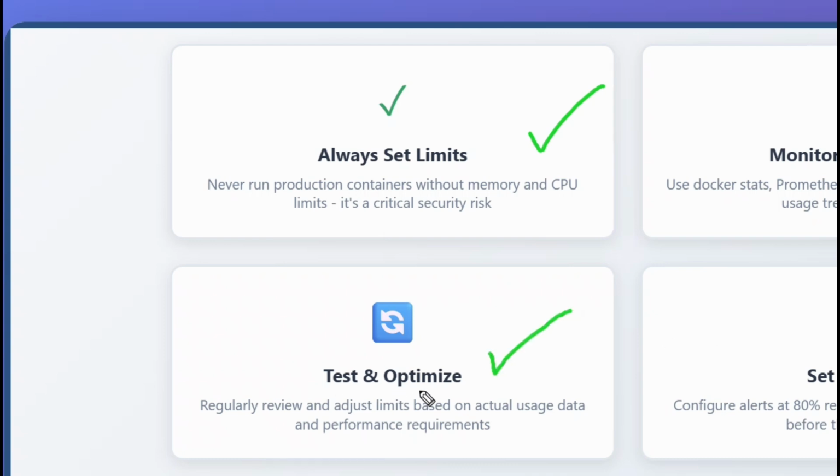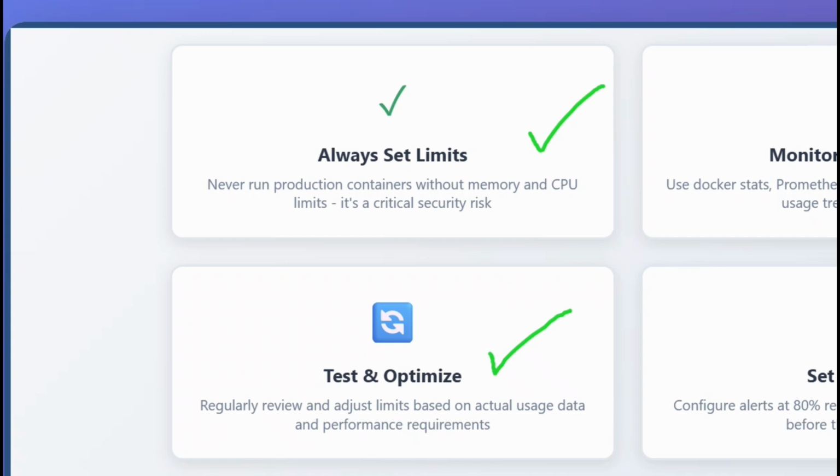And the third step was test and optimize. Regularly review and adjust the limits based upon actual usage data and performance requirements. What worked last month might not be enough for the container if you run it today. So that is exactly why testing and optimizing accordingly is required. And the last step was set up alerts. We need to configure alerts when the container hits 80% of its resource limits. This basically gives you time to respond before the users are impacted.